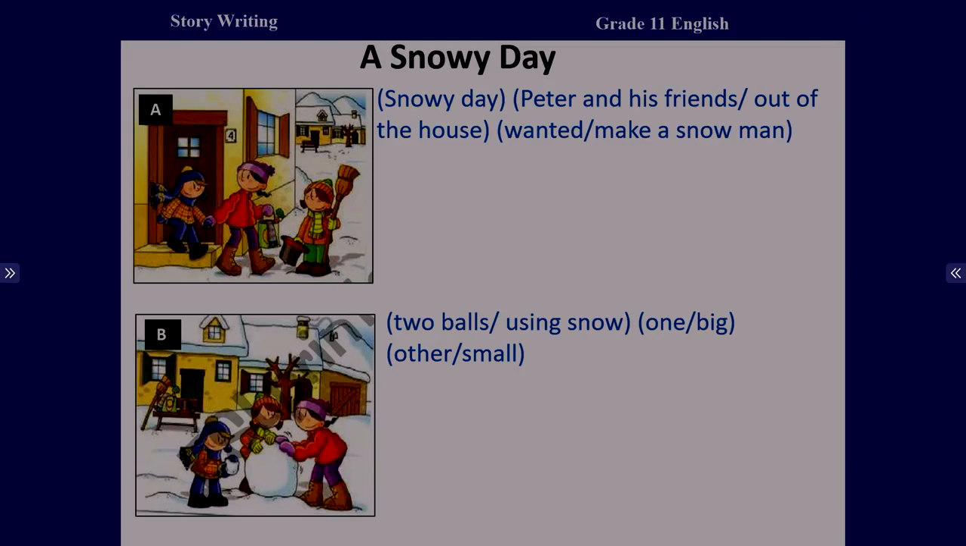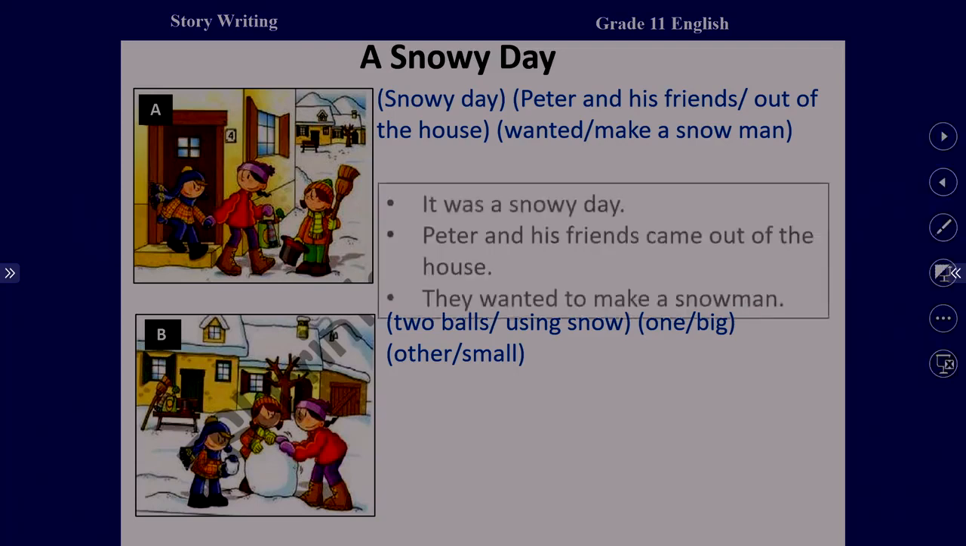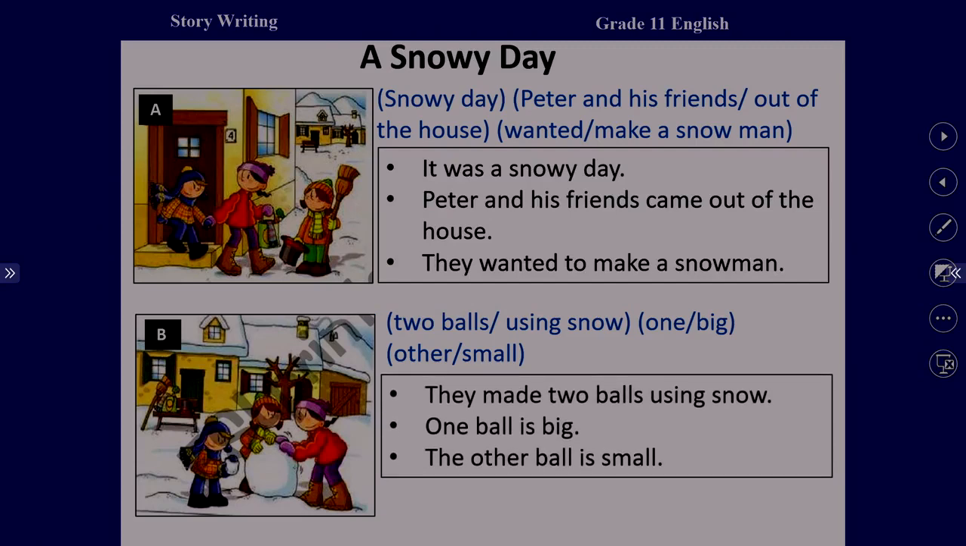Let's start to write the sentences. So these are my sentences. You can compare your sentences with mine. It was a snowy day. Peter and his friends came out of the house. They wanted to make a snowman. They made 2 balls using snow. One ball is big and the other ball is small.